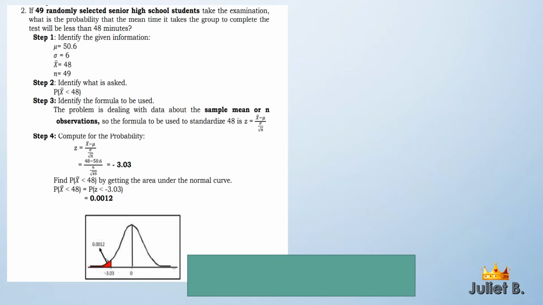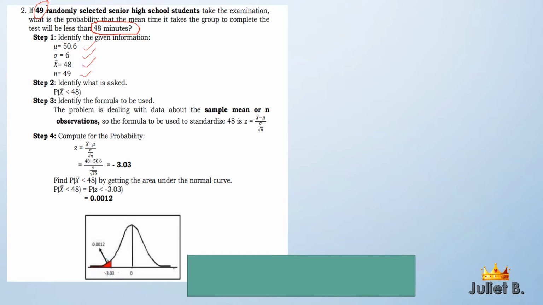So, sabi ko nga, ang problem nito ay kanina, yung isang problem natin sa probable time, same ang population mean, same ang standard deviation. This time, mula dito sa statement na to, sa tanong na to, meron tayong sample size, which is 49. So, n is 49, and then the question is, what is the probability that the mean time it takes the group to complete the test will be less than 48 minutes. So, si 48 minutes ay ang ating sample mean. So, yan, yung apat na given.